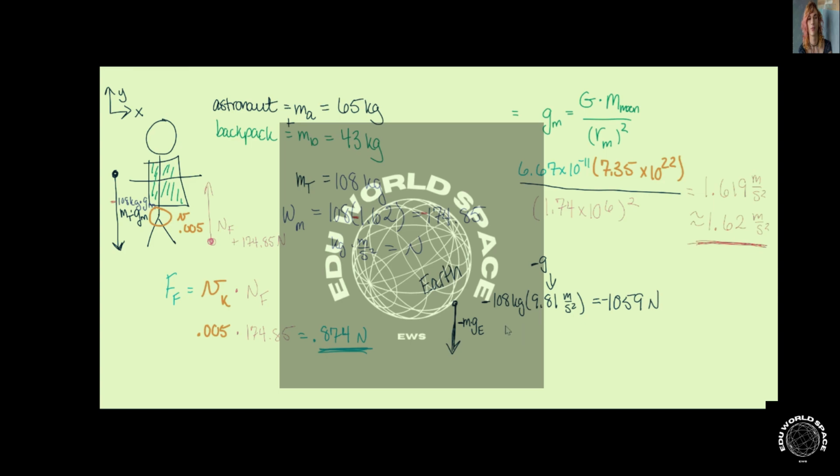Same kind of concept. The coefficient of friction in the hip joint isn't going to change just because you're on Earth versus if you're in space. So mu times NF will equal our friction force. So we have 0.005 times a positive 1059. Once again, this is our normal force. And that will yield you 5.29 newtons.